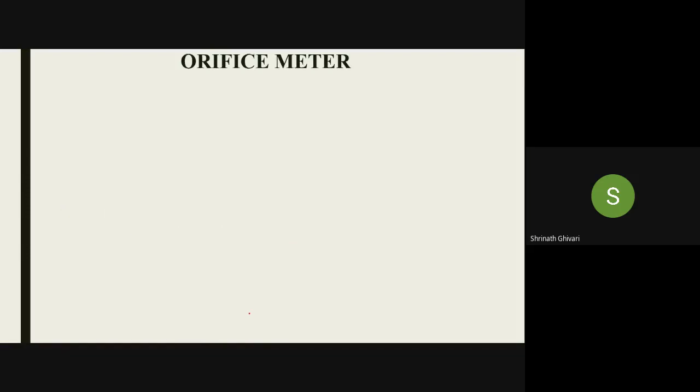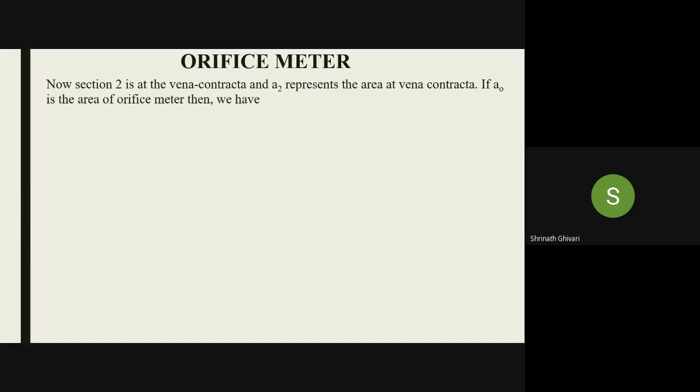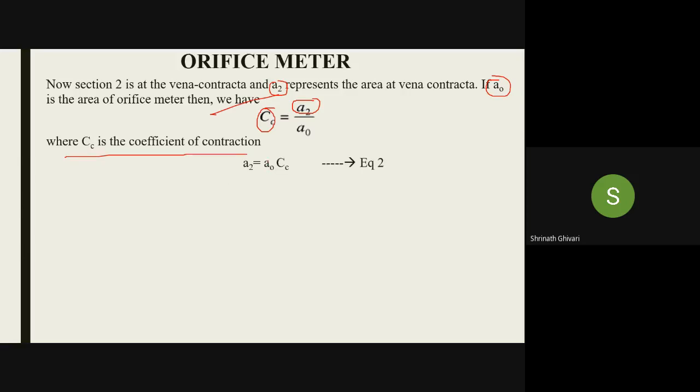Next, whatever area is there after the orifice, that is called the vena contracta, and that represents A2. If A0 is the area of the orifice, then we have Cc equal to A2 by A0, where Cc is the coefficient of contraction. So A2 is the area after the orifice, and A0 is the area of the orifice. Whatever hole we have given in that orifice, that orifice area is A0. So A2 equal to A0 into Cc. This is our equation 2.